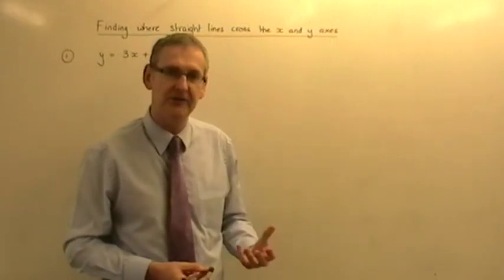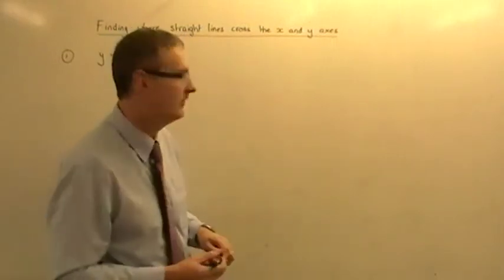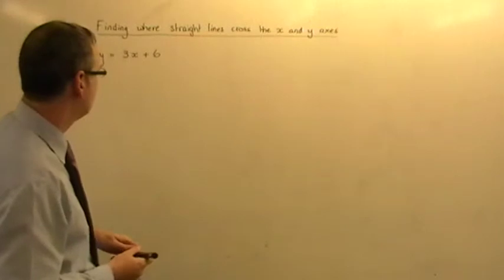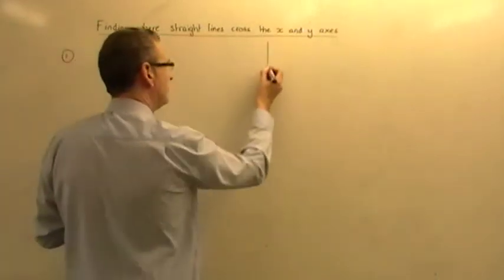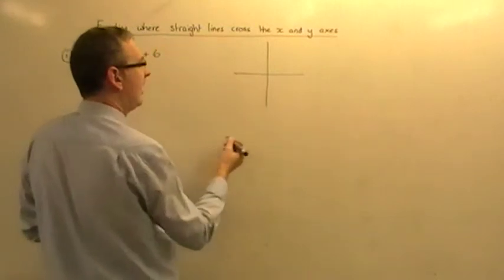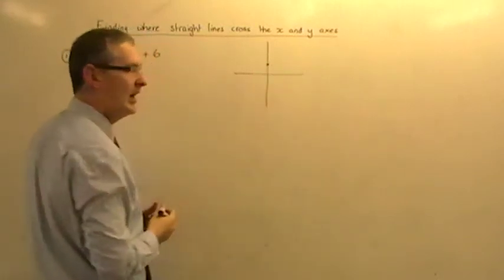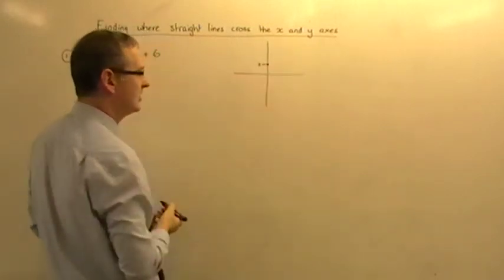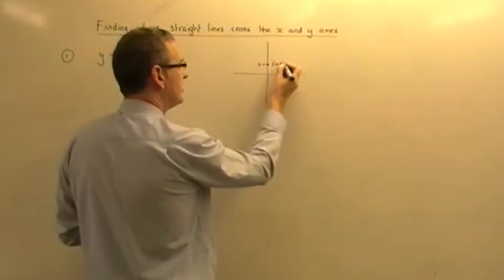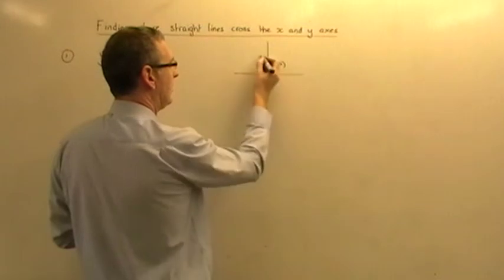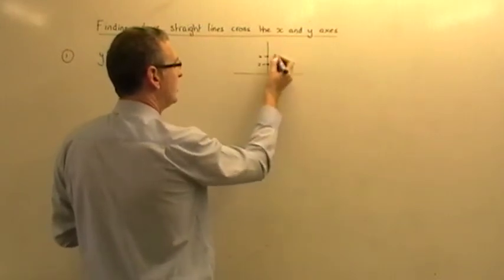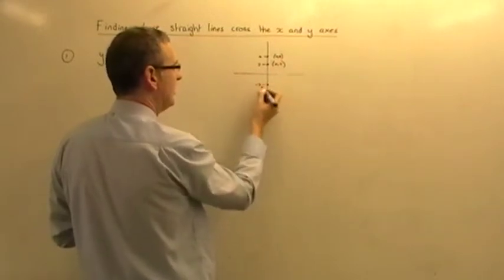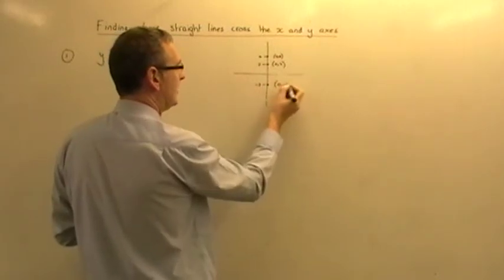Now the actual method that this depends upon is very straightforward. For example, if I take number 1, we've got y equals 3x plus 6, which is a straight line graph. If I draw a little sketch of some axes over here, wherever the straight line crosses the y-axis, let's say that was a reading of 2 on the y-axis, then the coordinate would be 0, 2. If it crossed at 4 on the y-axis, the coordinate would be 0, 4. If it crosses at minus 3 on the y-axis, the coordinate would be 0, minus 3.